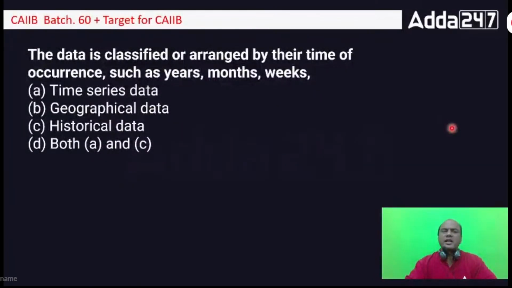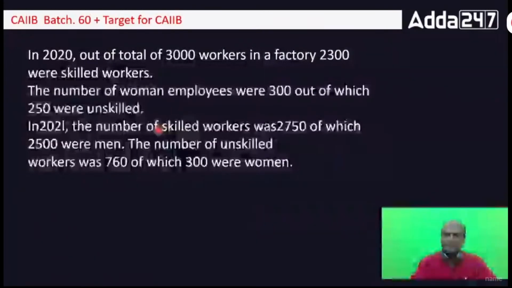Next. The data is classified and arranged according to the time. Whatever is arranged as per the time is called time series, or you can call it historical data. I'll directly give the answer: time series and historical data. Wherever you have this time series, you have a separate chapter.